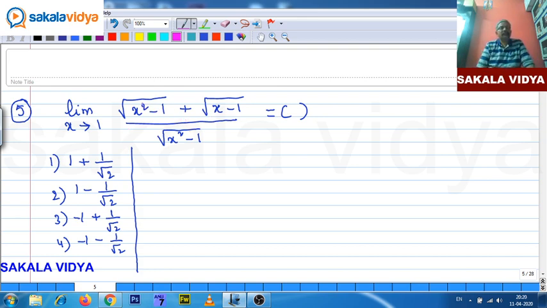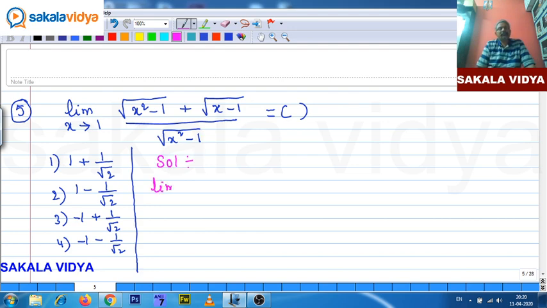Otherwise, root of x square minus 1 by root of x square minus 1, these two get cancelled, and this x square minus 1 can be factorized, that is x plus 1 into x minus 1, root x minus 1 cancel, just substitute the limit. So that is also an easy method we have. So let us follow like this.